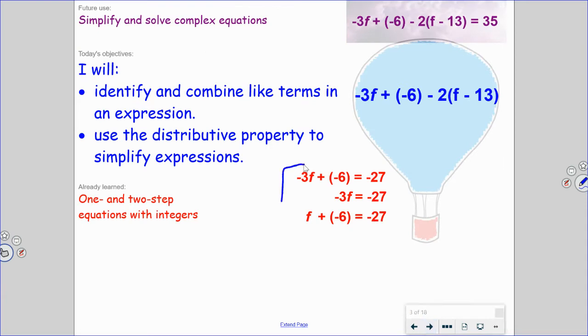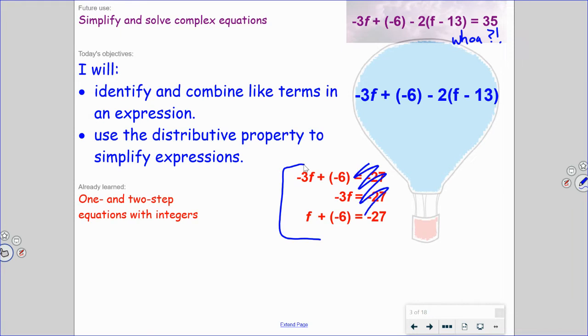So, yes, we have been doing equations. We've been doing equations with positives and negatives. However, eventually we're going to get to multi-step equations. I would argue that today's piece then is crucial.